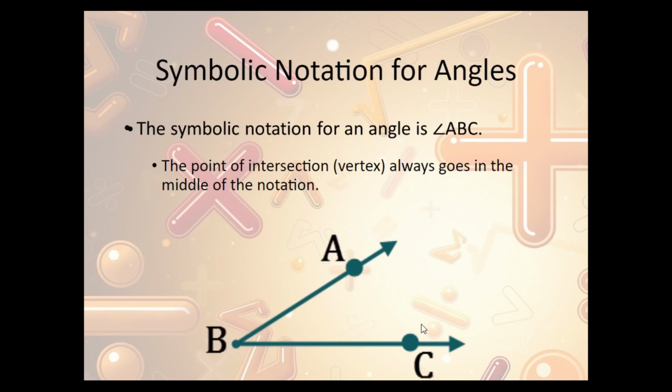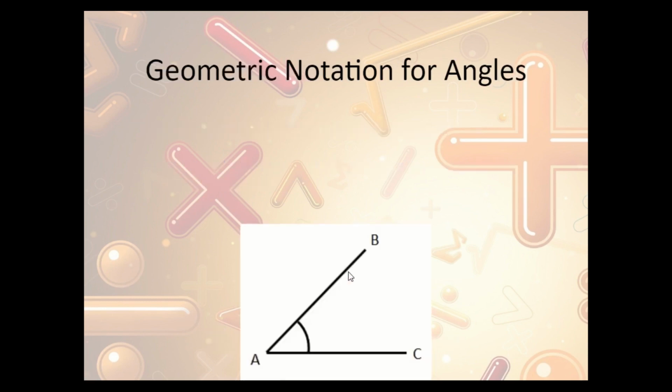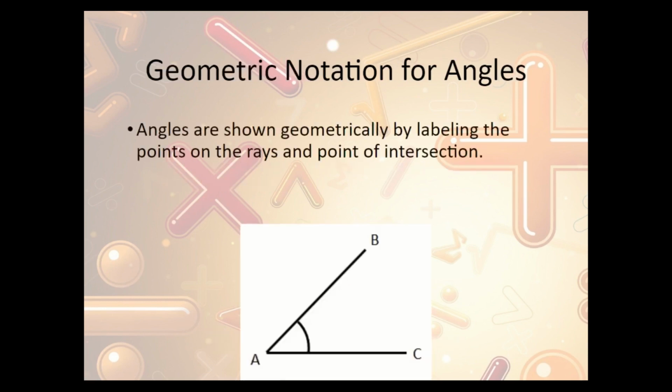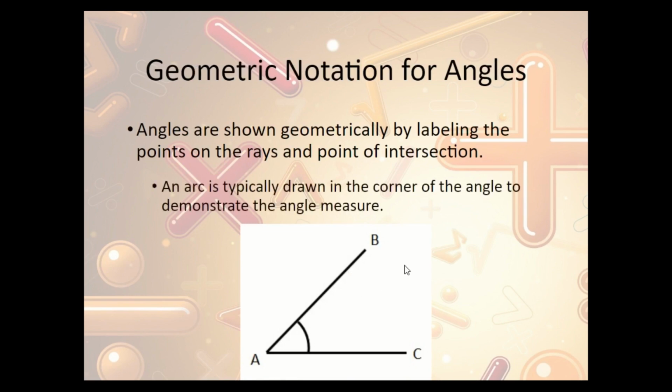Again, B always has to be in the middle. It could also be CBA. That would work as well, as long as B is in the middle. Geometric notation for angles. Angles are shown by labeling the points on the rays and the point of intersection. So an arc is typically drawn in the middle to represent the angle measure.